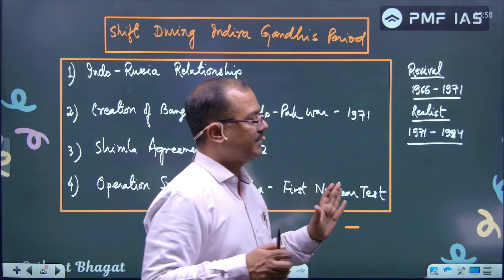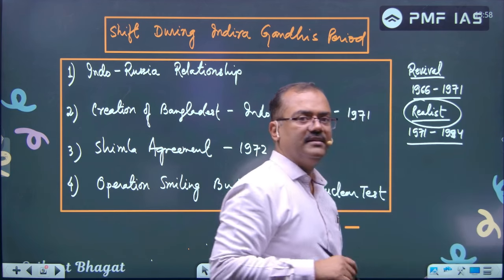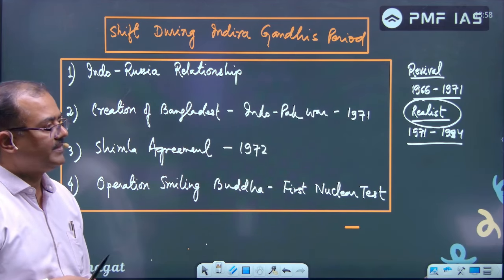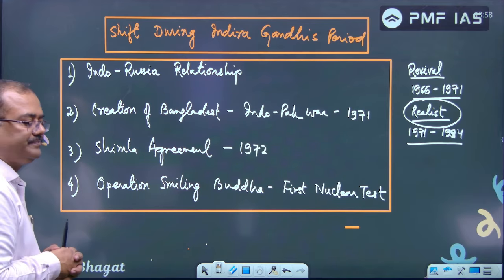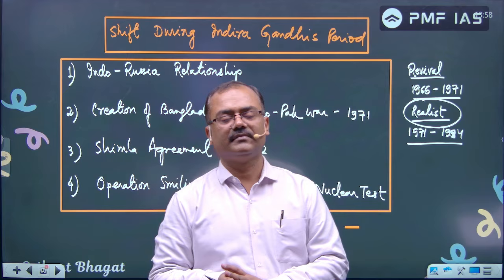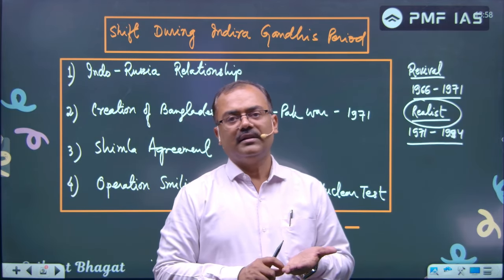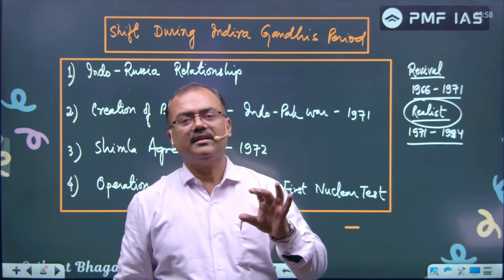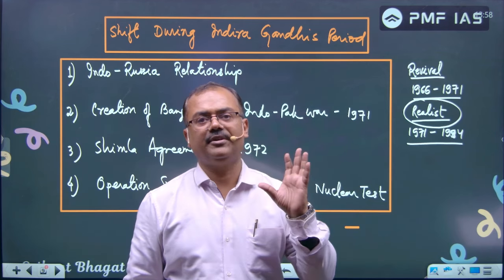What shift took place? The shift from idealism to realism. A realist foreign policy was initiated during Indira Gandhi's period. Now what are the more important developments of the phase? First of all, if you look at the 1960s period, in the 1960s there was the Indo-China War, then the Indo-Pak War. In both cases, we see there was a clear-cut American bias in favor of Pakistan.